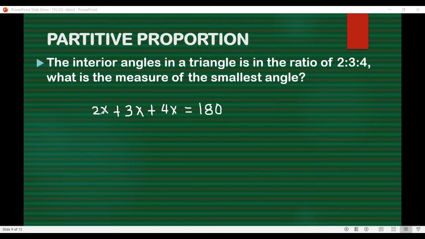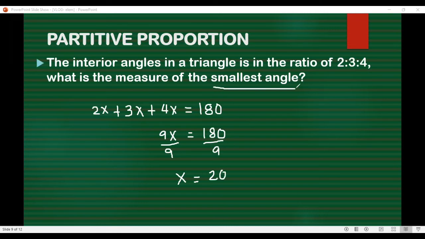So adding 2x, 3x, and 4x, you will have 9x, which simply means that 9x equals 180. Dividing both sides by 9, the answer that you will be getting is x is equal to 20 degrees. So we are asked to figure out the smallest angle.